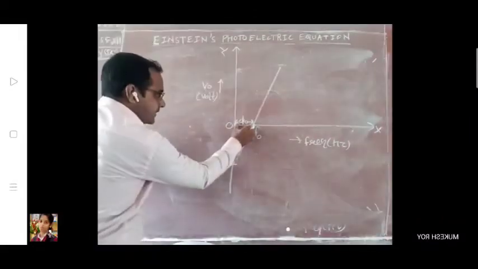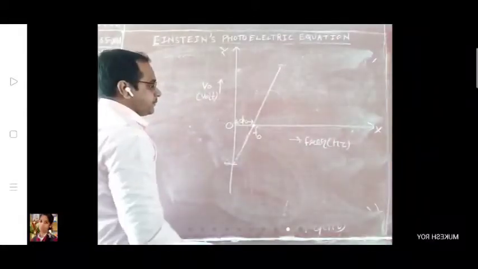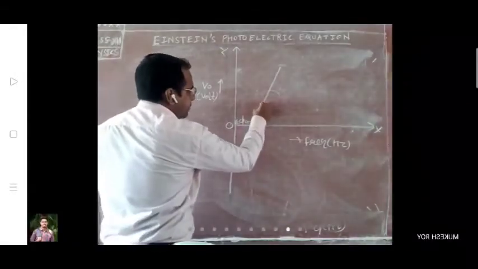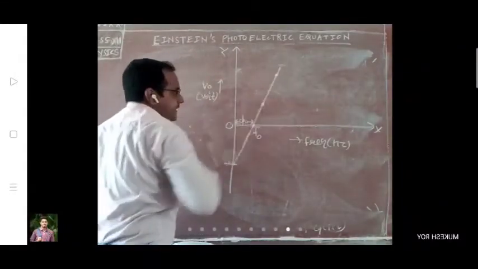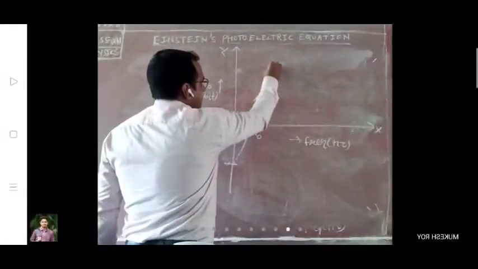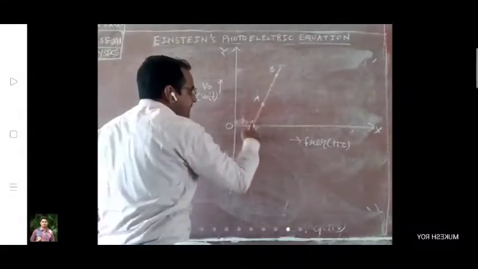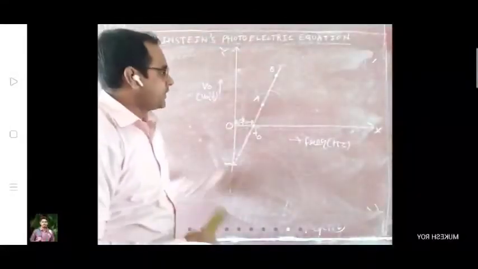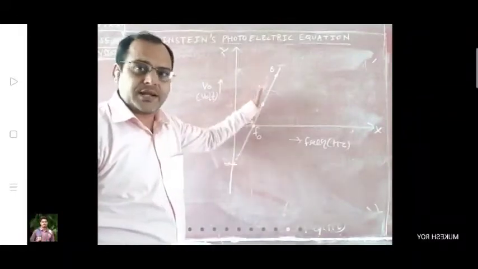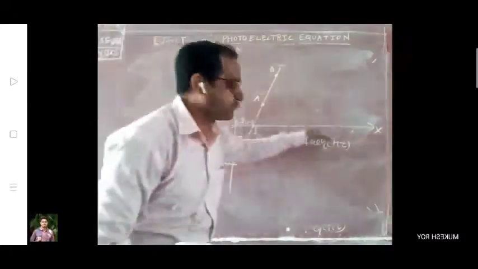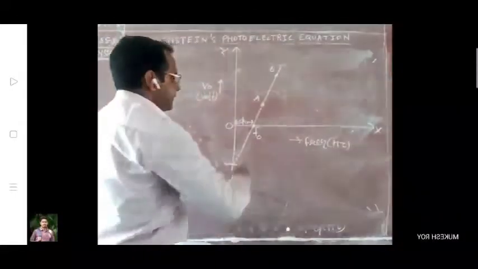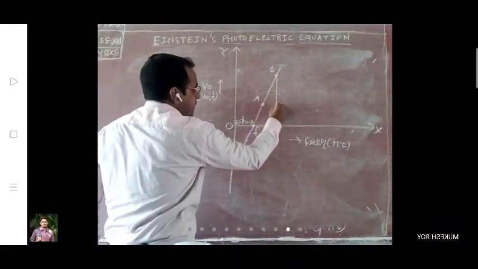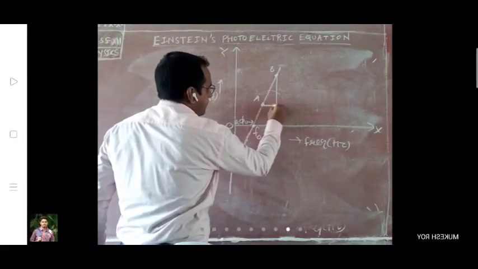Okay, so from here to here this must have been the work function. Similarly, if you take any two points on this straight line, suppose point A and point B. Okay, what is the slope of this graph? Slope means dhal. What angle is this straight line making with this frequency axis, this x axis? So if you want to find the slope from here, we will have it like this.